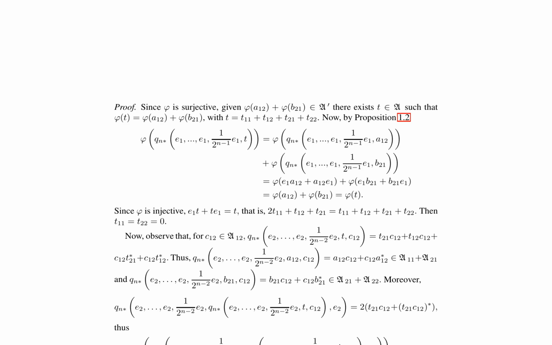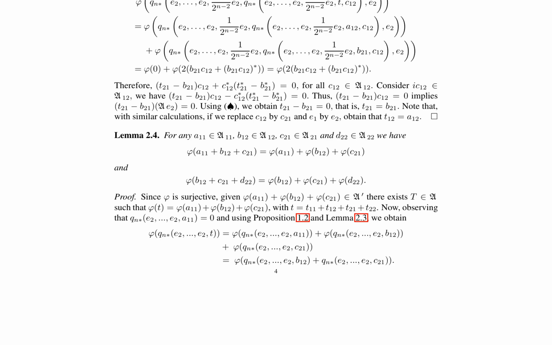The proof of lemma 2.3 involves a series of calculations using the definitions of Qn-* and the properties of phi. It is shown that T11 equals T22 equals 0 and T21 equals B21, where T is an element of A such that phi(T) equals phi(A12) + phi(B21). The proof also uses the fact that phi is injective and the properties of the idempotents E1 and E2.